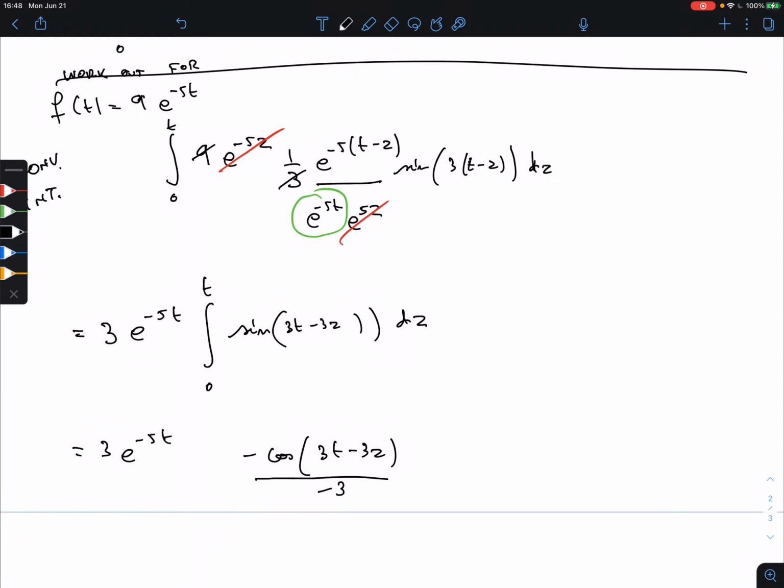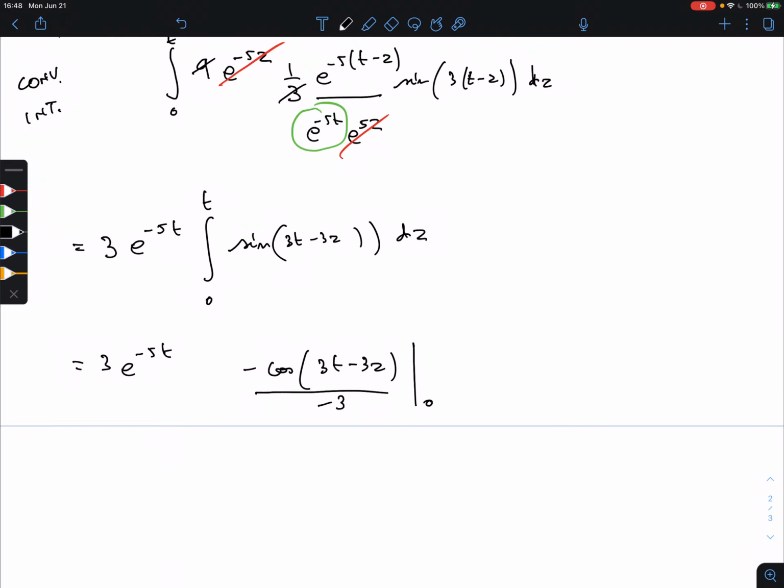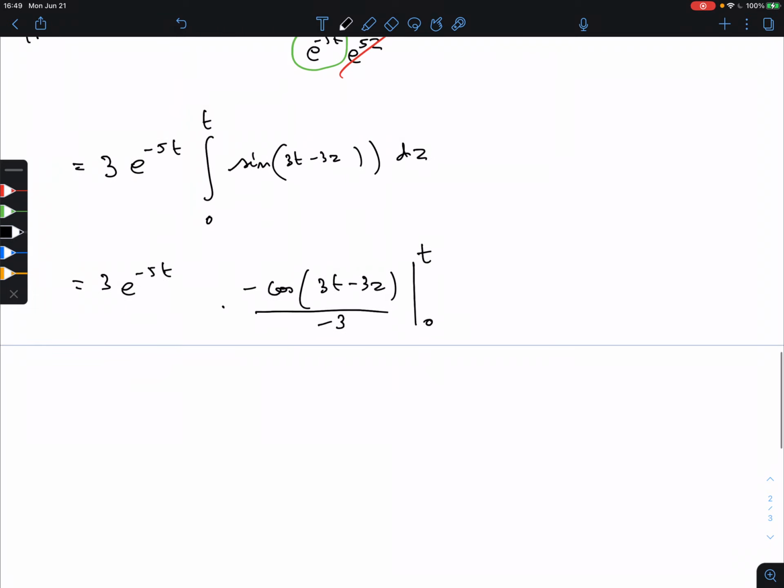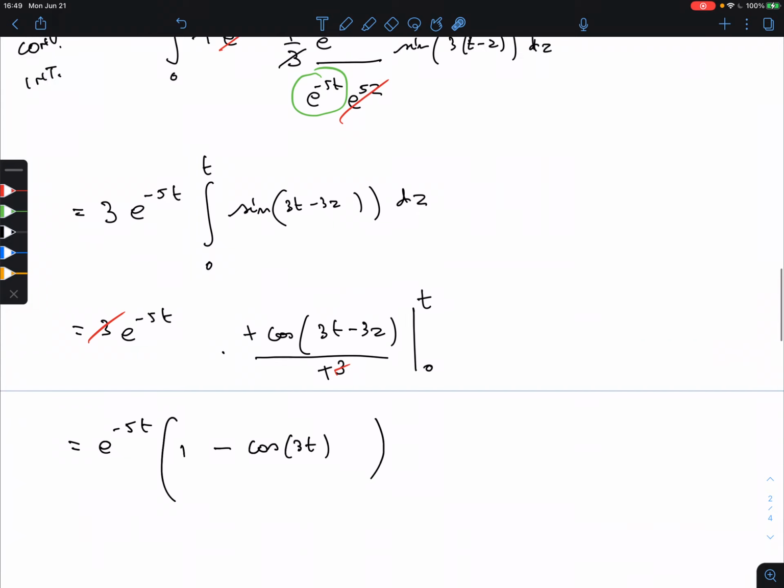So that is the antiderivative of the integrand, and now I have to evaluate this between 0 and t. That's the thing you have to be a little bit careful about. Now the minus cancels and the 3's cancel too. So what we have left is e to the minus 5t, and then we plug in t and 0. If I plug in t, I get cosine of 3t minus 3t, that is 0, so I get 1. What happens if I plug in 0? So minus, I get cosine 3t, because I'm plugging 0 in z, not in t. That's sometimes confusing, but that's where I plug it in. So that's the result of this integral.